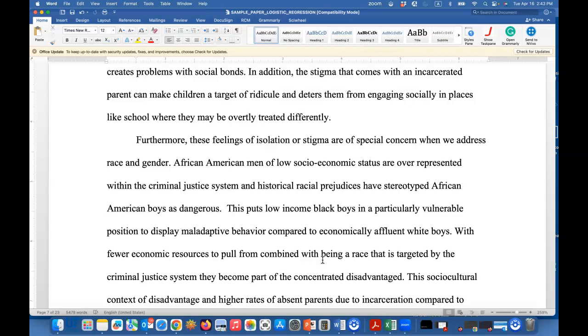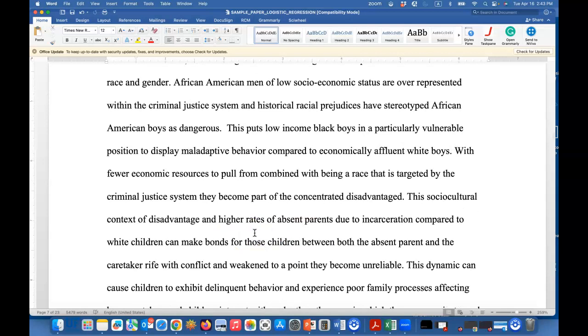African American men of low socioeconomic status are overrepresented within the criminal justice system, and historical racial prejudices have stereotyped African American boys as dangerous. This puts low-income black boys in a particularly vulnerable position to display maladaptive behavior compared to economically affluent white boys. With fewer economic resources to pull from, combined with being a race that is targeted by the criminal justice system, they become a part of the concentrated disadvantaged.